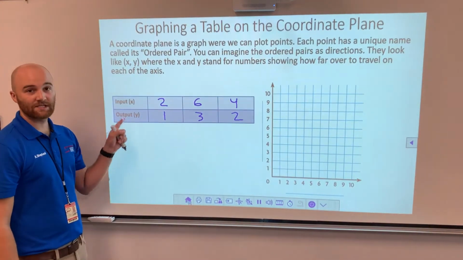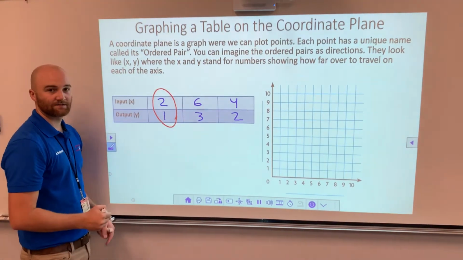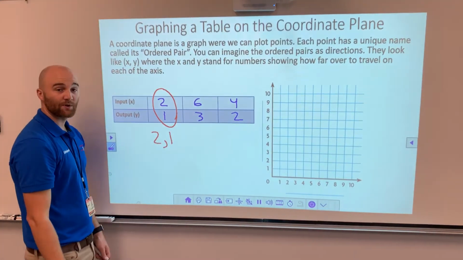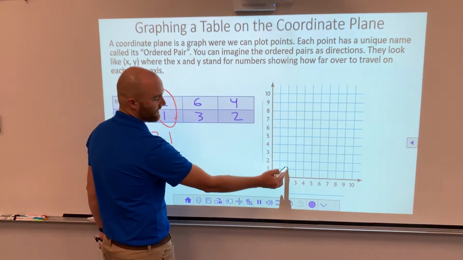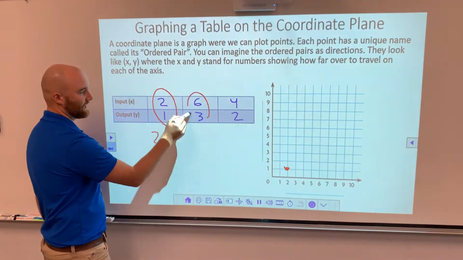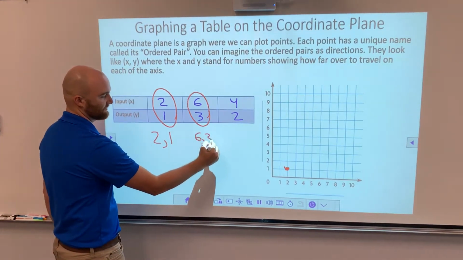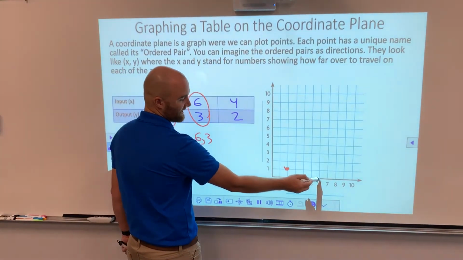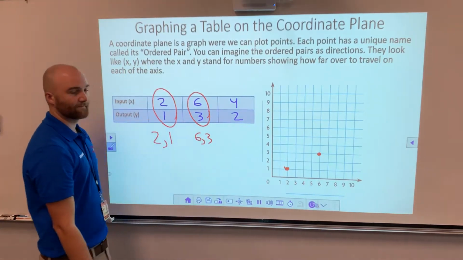In order to change these into ordered pairs, all we have to do is look at them as a set. 2, 1 is 2, 1. So I can plot that the same way as I have been. I start at the origin, I come over 2, and I go up 1. I'm going to do the same thing with 6, 3. I put in a 6, and I got out a 3. So that's the ordered pair 6, 3. I start at the origin, then come over 6 on my x-axis, then come up 3 on the y-axis, and there's that point there.